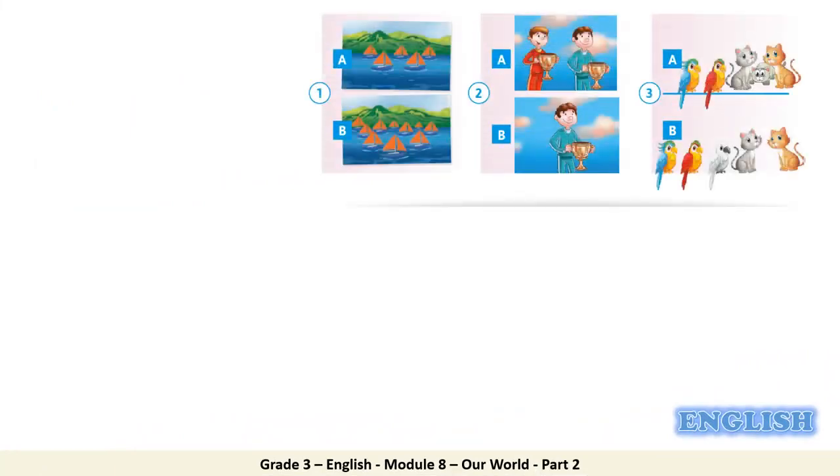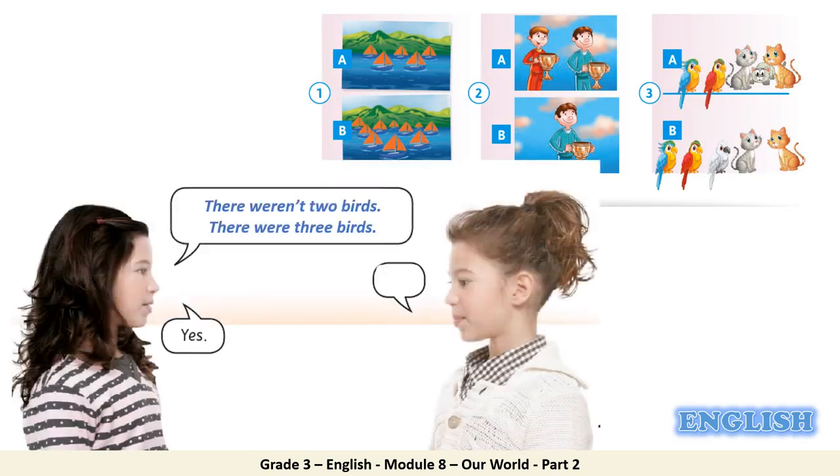Let's play some more. Look at the pictures. Now let's hear the description. There weren't 2 birds. There were 3 birds. Can you guess the picture? 3B. That's correct.